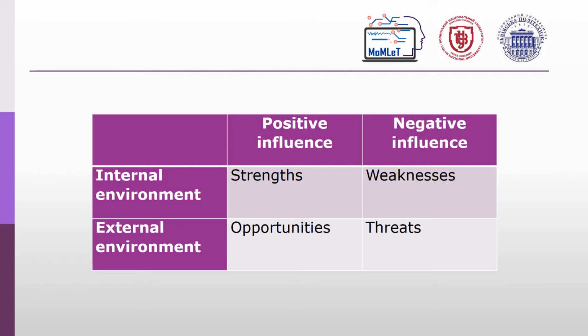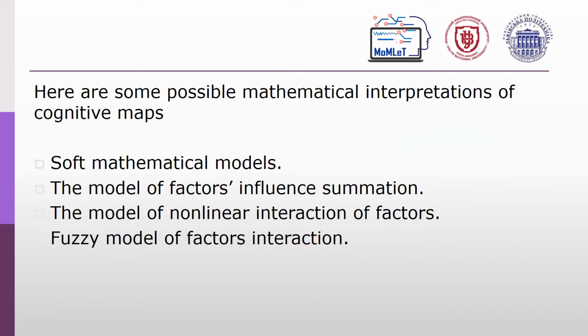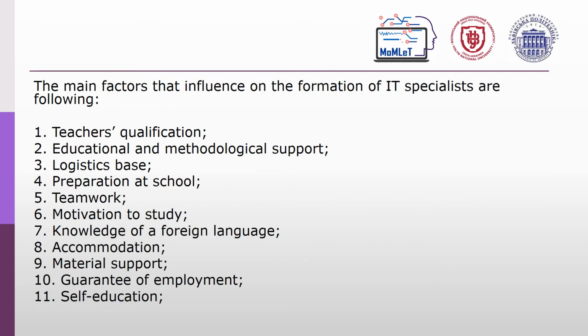Here is a table with factors for SWOT analysis that consist of positive influence, negative influence, internal and external environments. Also, here are some possible mathematical interpretations of cognitive maps: soft mathematical models, the model of factors influence summation, the model of non-linear interaction of factors, fuzzy model of factors interaction.